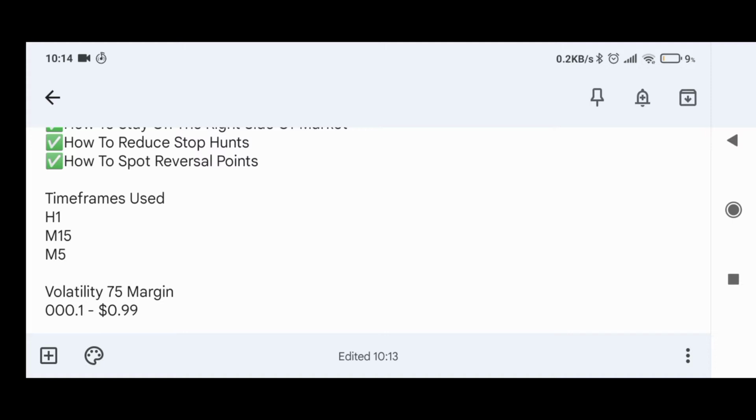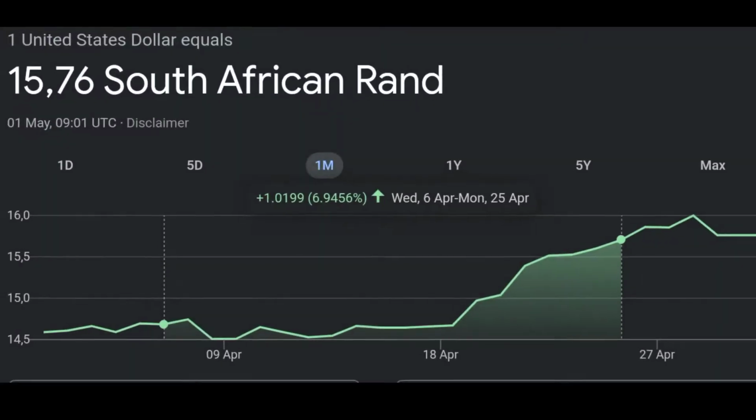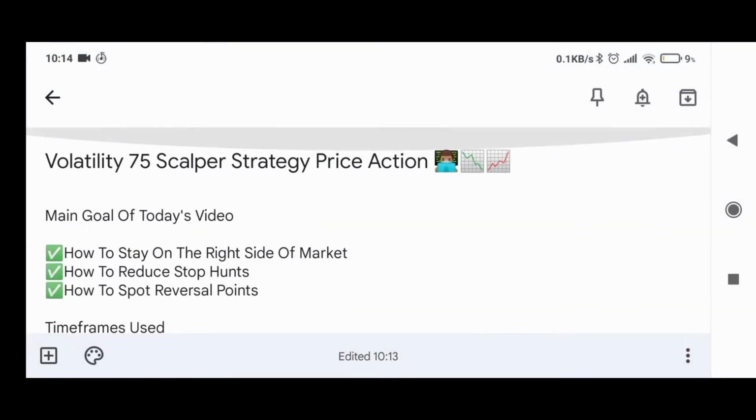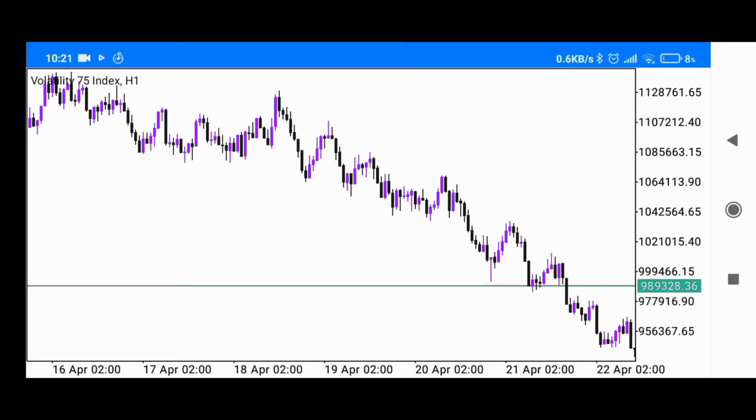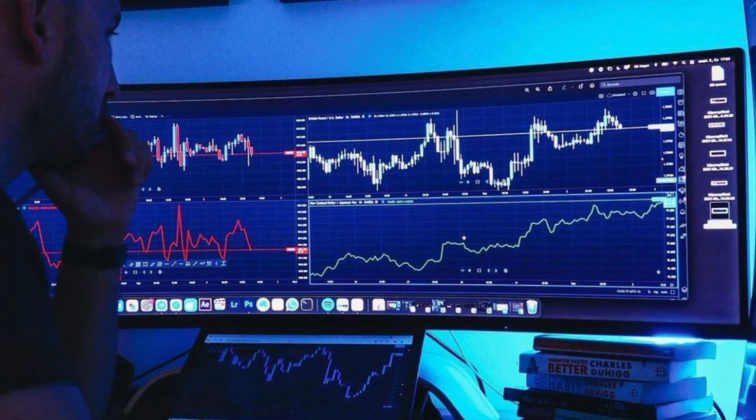If you convert that into rands, that's probably like 14 or something, so we are going to be scalping this indice, and I will show you how to stay on the right side of the market, how to reduce stop hunts, and how to spot reversal points. So when we're starting, we're going to start on the higher time frame. When we start on the higher time frames, we want to see what is happening in the next days, the next hours; we want to forecast what is going to happen into the future.